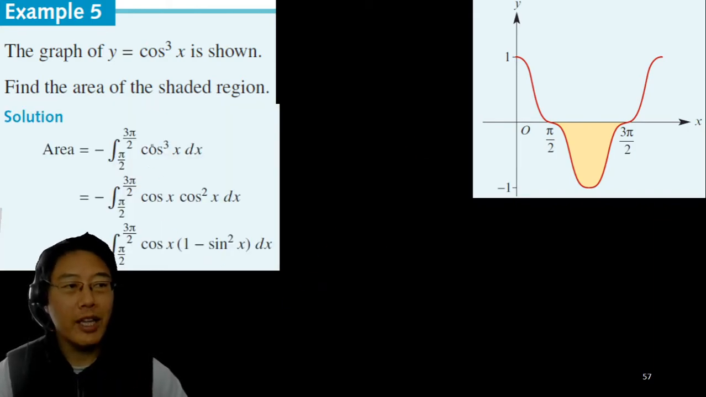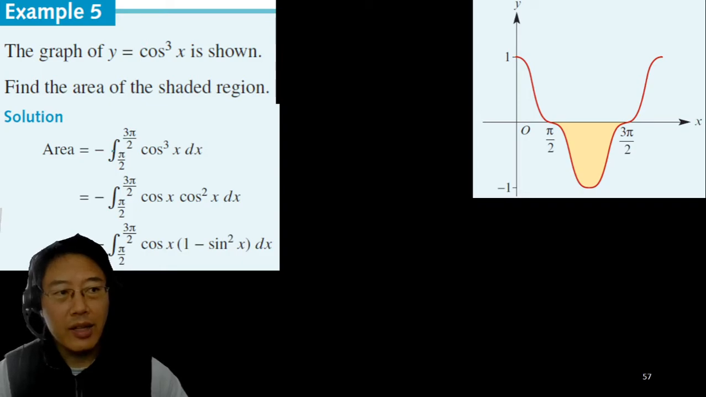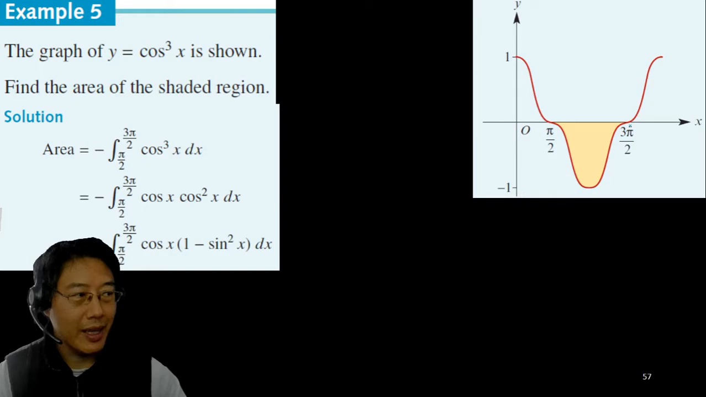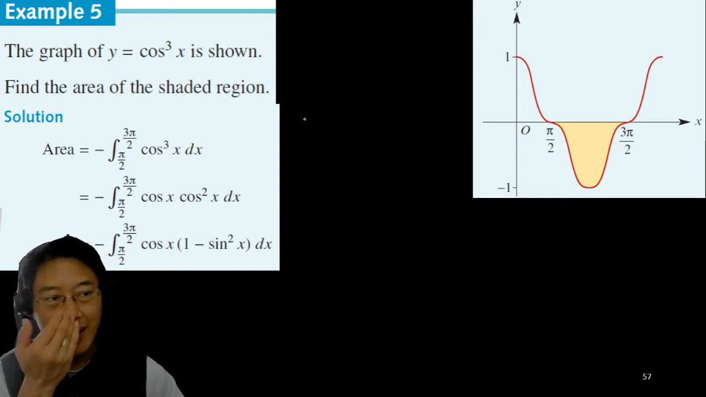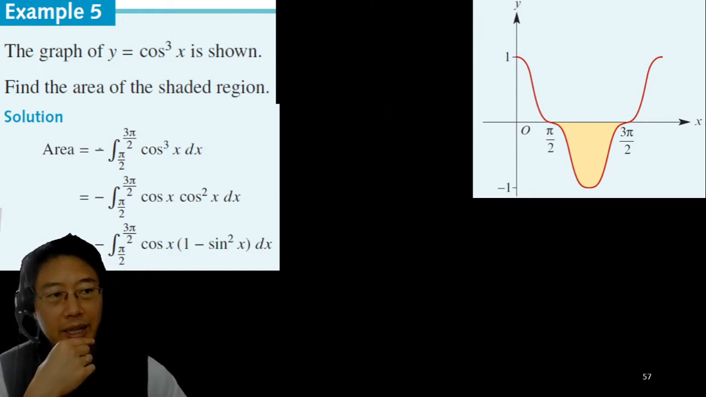Alright, so the way they did it, they had the integral from pi on 2 to 3 pi on 2, those are the intercepts, they are annotated from the function, and they added a negative.